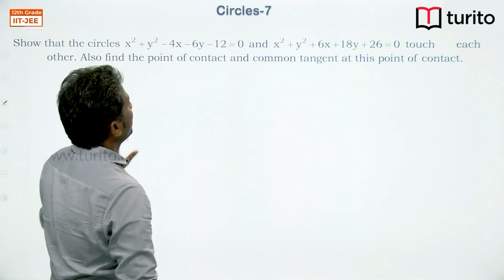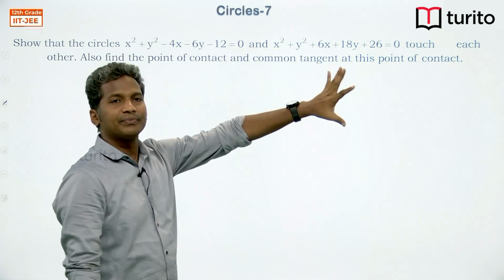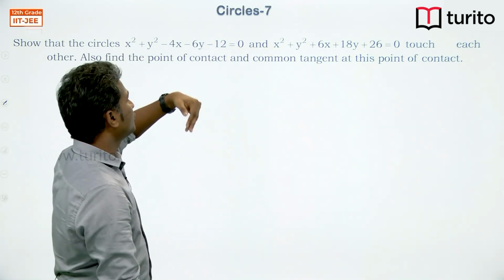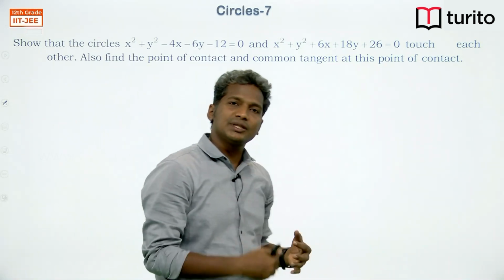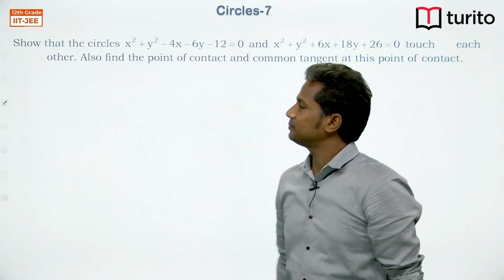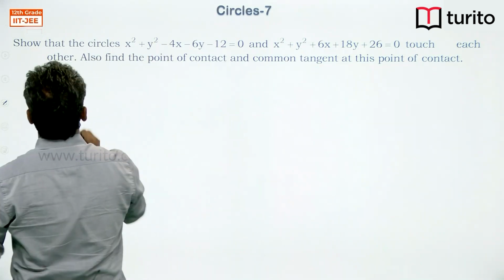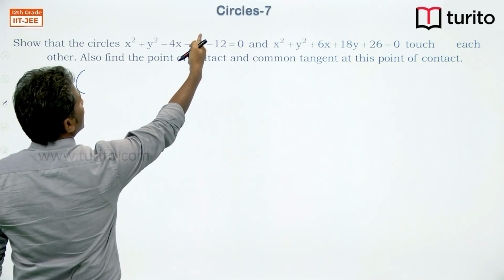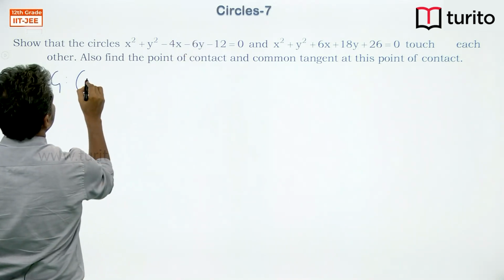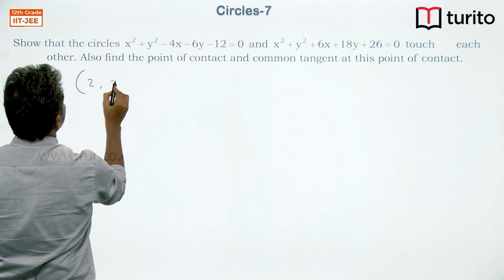So here there are 2 circles, and we have to prove that they are touching each other. So our first step is to check D, R1 and R2. Let me first take the center of the first circle. Here I have to extract minus G, minus F, so they will be 2 and 3.